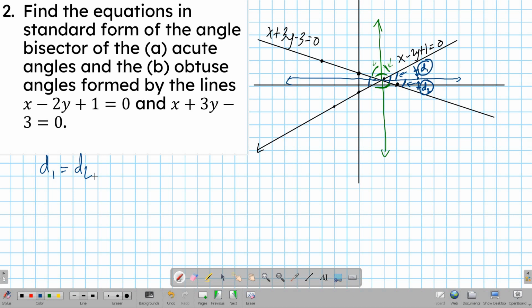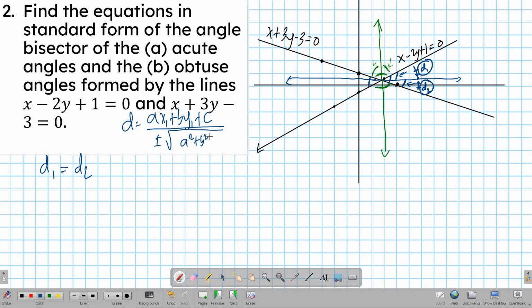Although we don't know what the point is. That's the thing. We know the lines, but we're going to let the point x sub 1 and y sub 1 be arbitrary, because what we're looking for is an equation. So the thing is, how do we do that? First, we know the formula. The formula for the distance between a point and an oblique line would be ax sub 1 plus by sub 1 plus c all over positive or negative square root of a squared plus b squared.